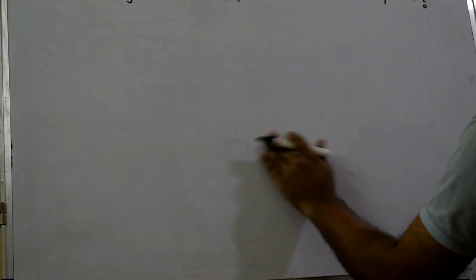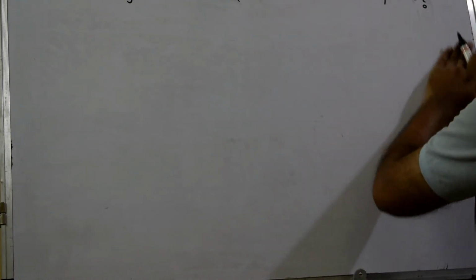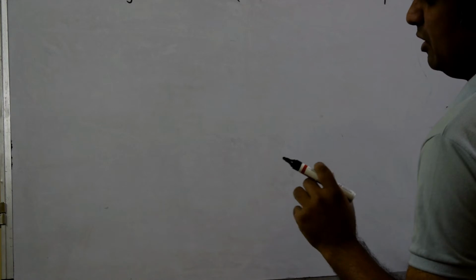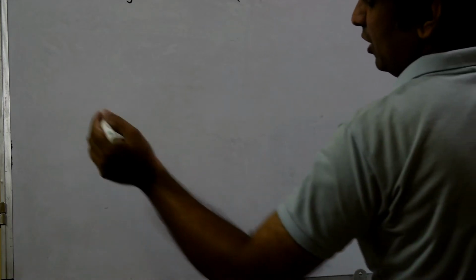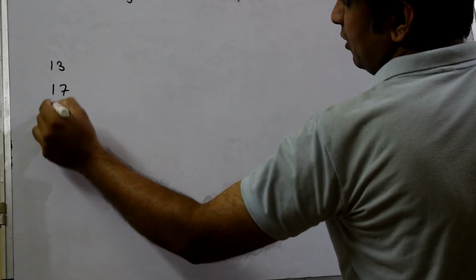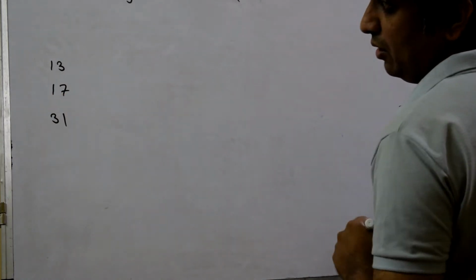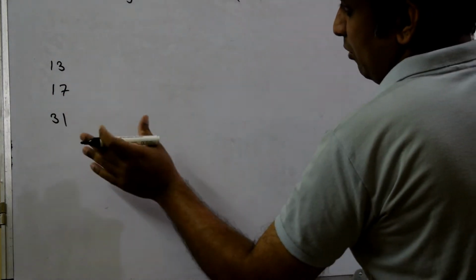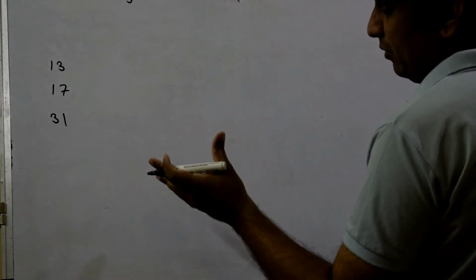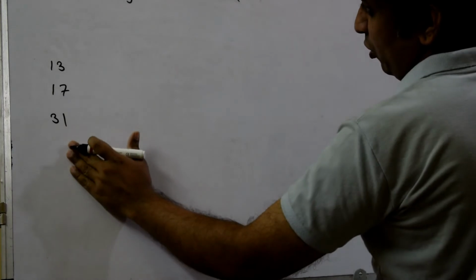Let's see how to implement a program to check whether a given number is prime or not. So first of all, what is the definition of a prime number? A prime number is a number which is divisible by 1 and itself. Examples of prime numbers are 13, 17, 31. Now I want to write a program which will check whether a given number which is entered by the user is prime or not.